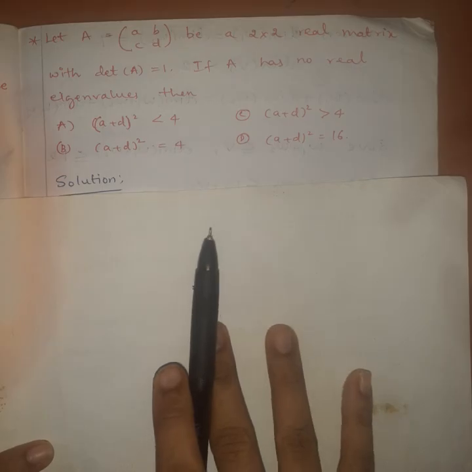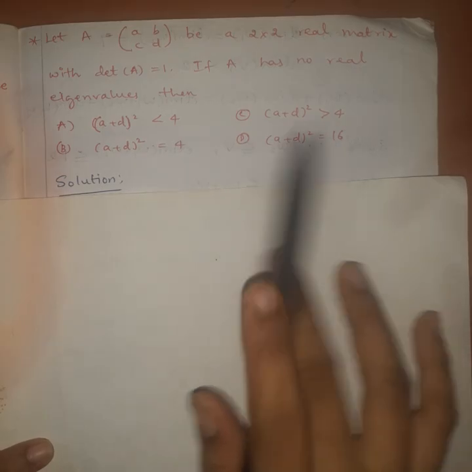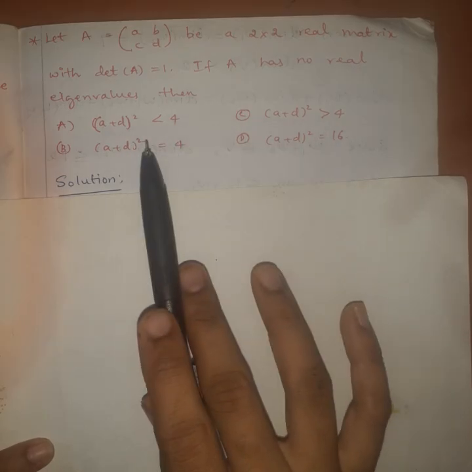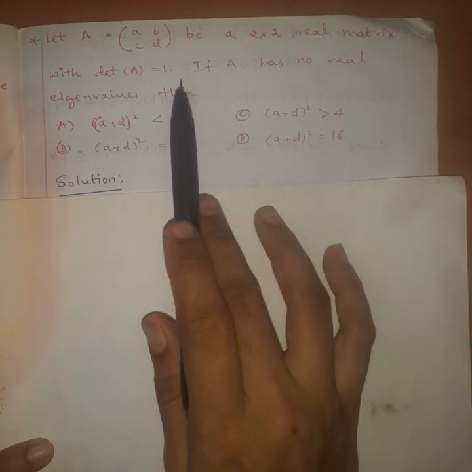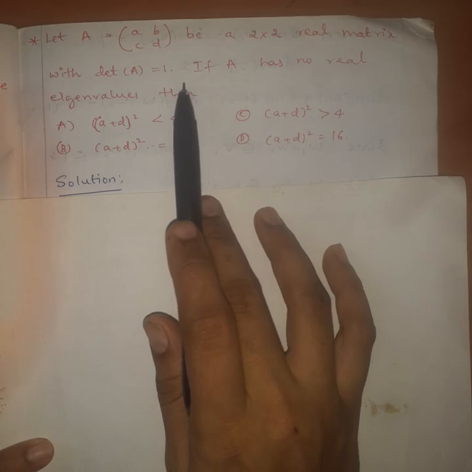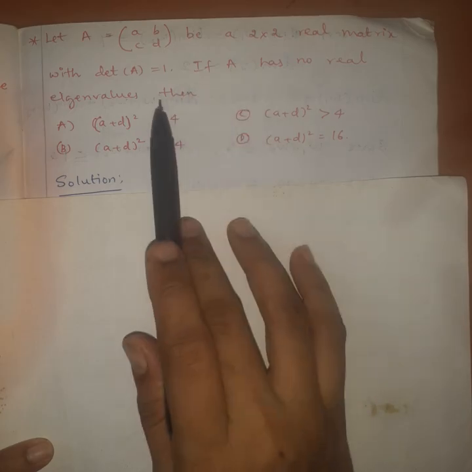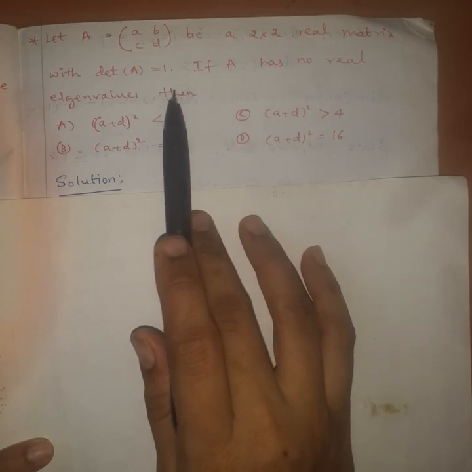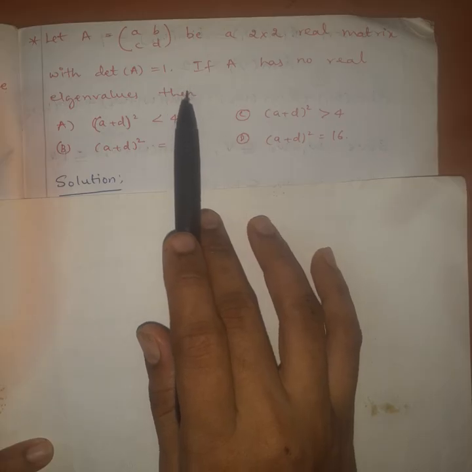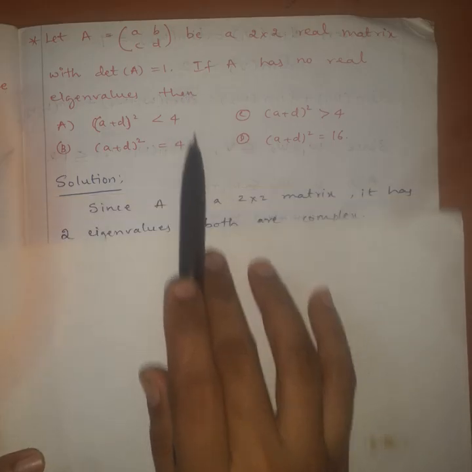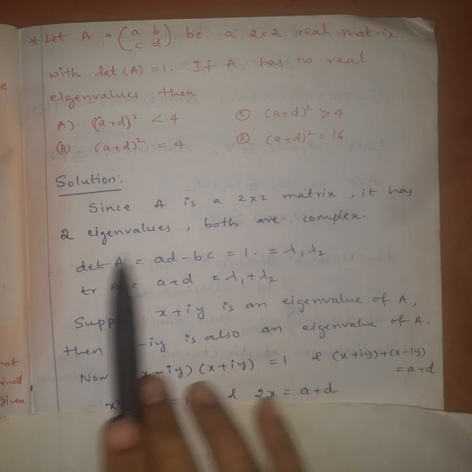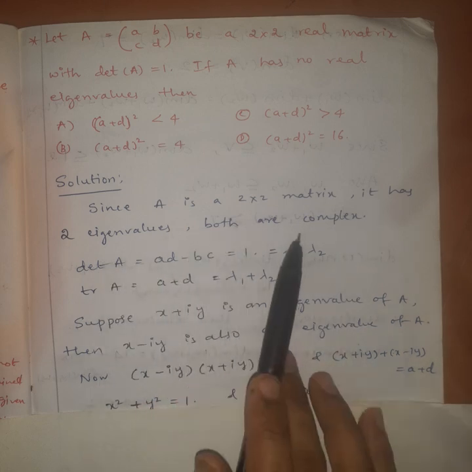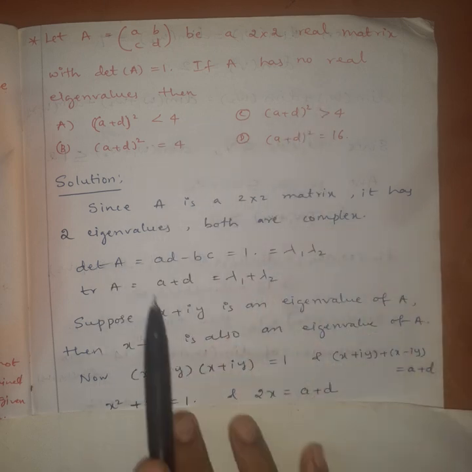Okay. Given it is a 2 by 2 real matrix and the determinant is 1, it has no real eigenvalue. Since it is a 2 by 2 matrix, it has two eigenvalues. Since it has no real eigenvalues, both eigenvalues are complex. If a complex eigenvalue occurs, then it always occurs in conjugate pairs. So since A is a 2 by 2 matrix, it has two eigenvalues, both complex because it has no real eigenvalue.